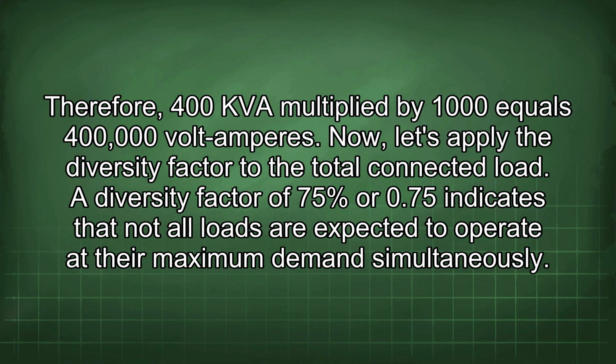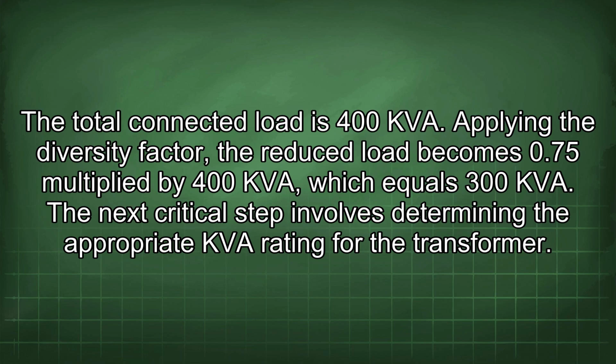Now let's apply the diversity factor to the total connected load. A diversity factor of 75% or 0.75 indicates that not all loads are expected to operate at their maximum demand simultaneously. The total connected load is 400 kVA. Applying the diversity factor, the reduced load becomes 0.75 multiplied by 400 kVA, which equals 300 kVA.